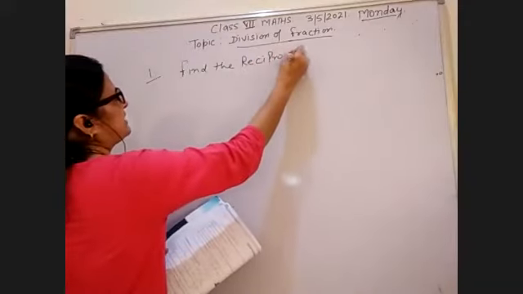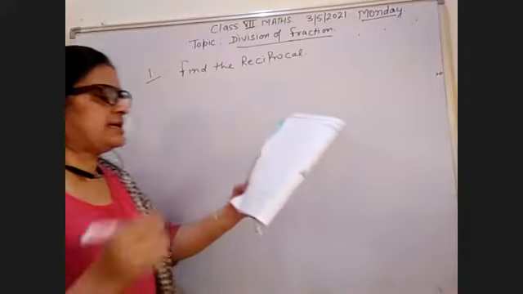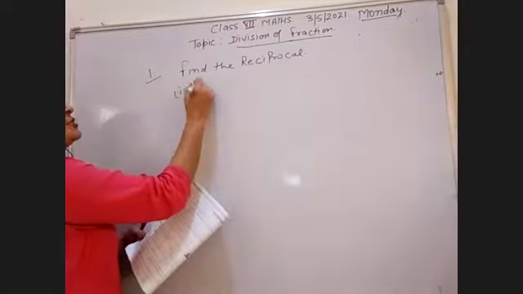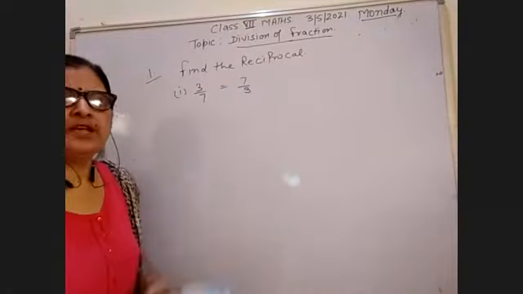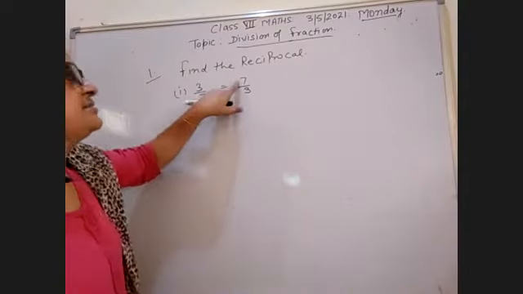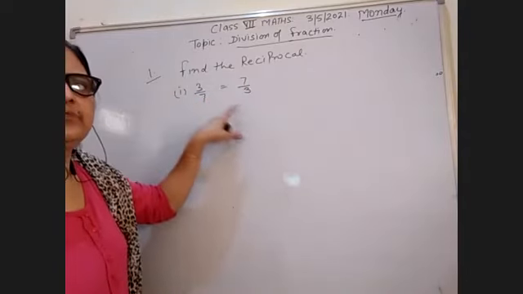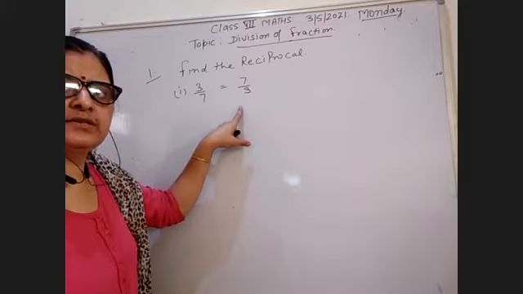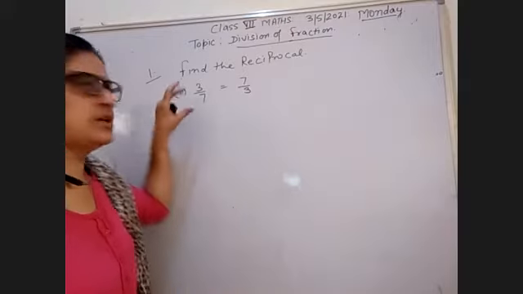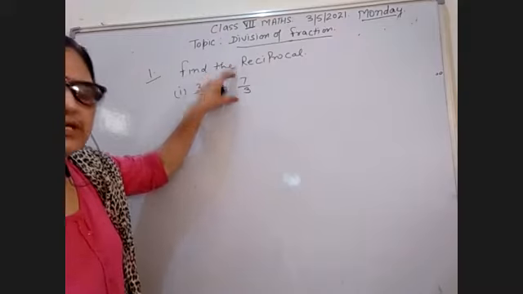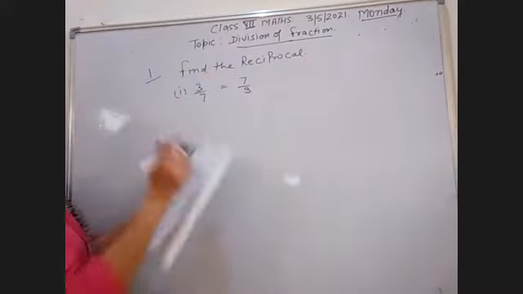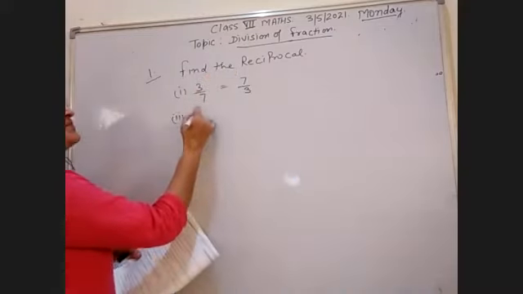When you take the reciprocal of 3/7, it becomes 7/3, because your denominator becomes the numerator and numerator becomes the denominator. So it is the reciprocal. The reciprocal of 3/7 is equal to 7/3. And the reciprocal of 13/9.